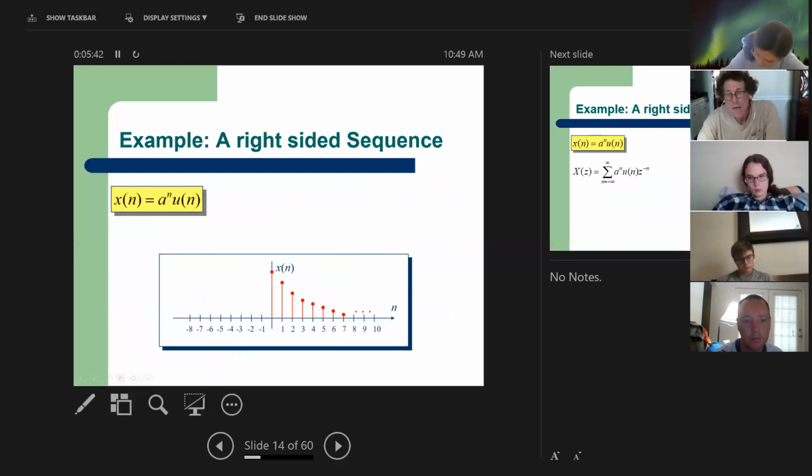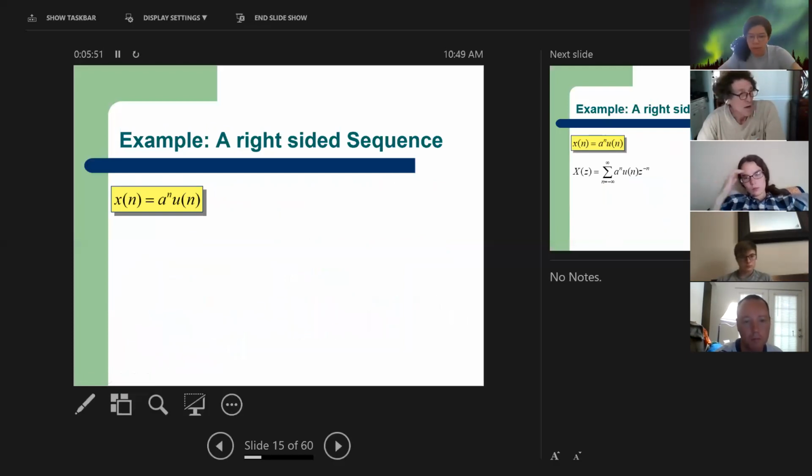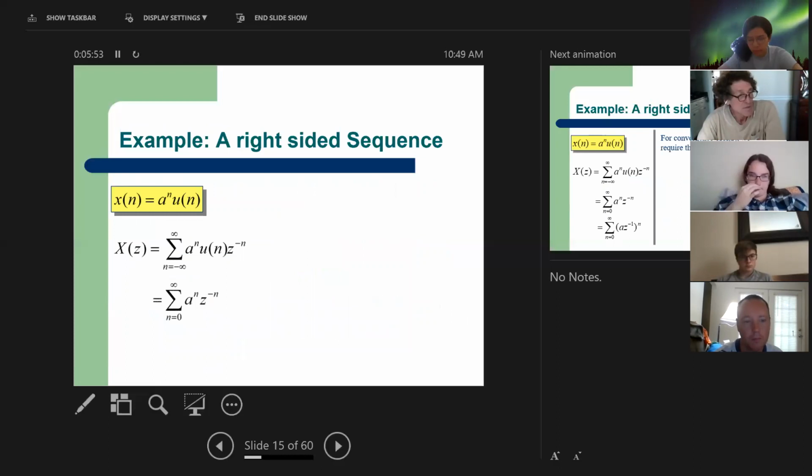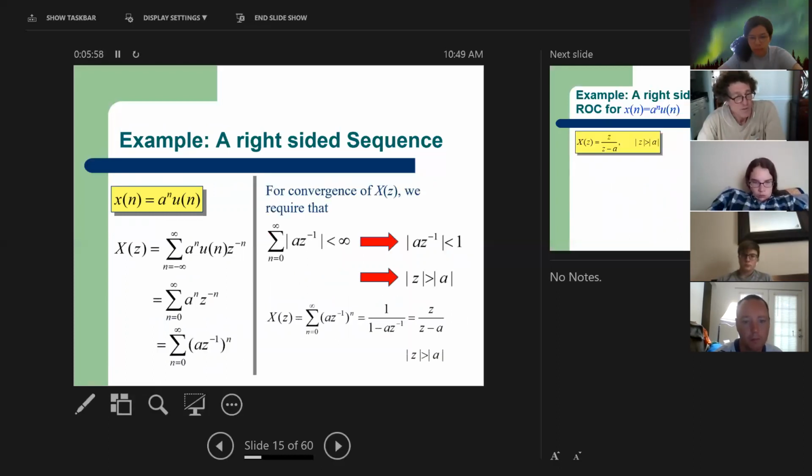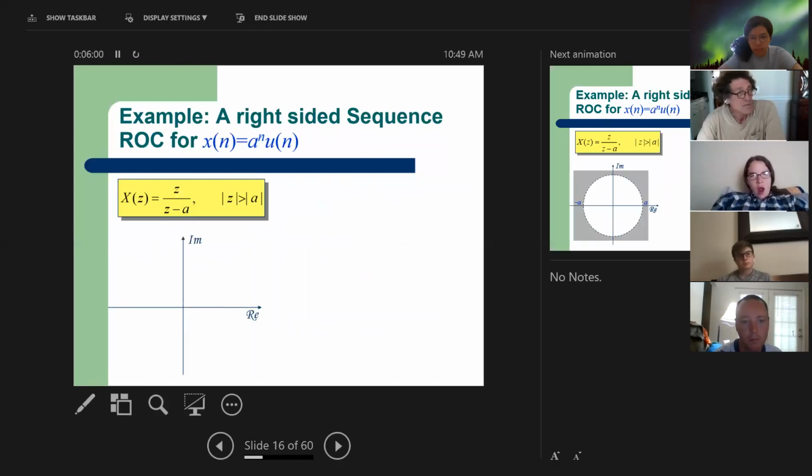All right, now this is the one I just did. I don't need to go through this. It's a decaying exponential, and you all see that, right? Yes. All right. And the Z transform of it is what we just did. We just did that. Now, that's a right-sided sequence.